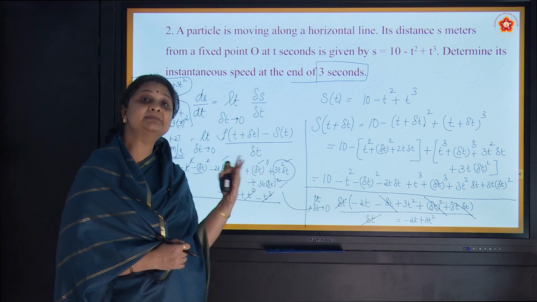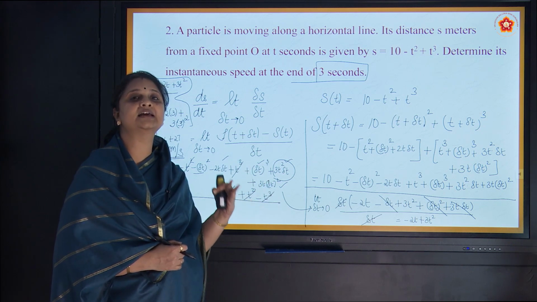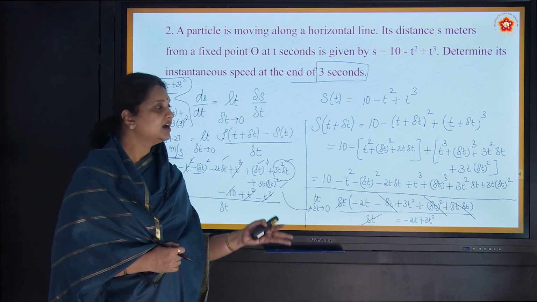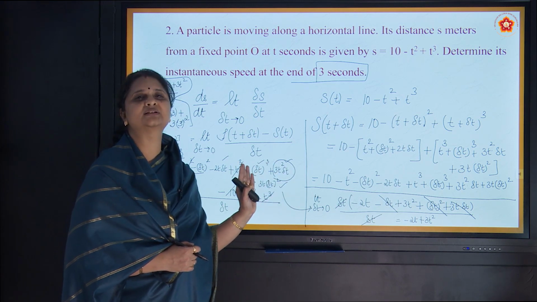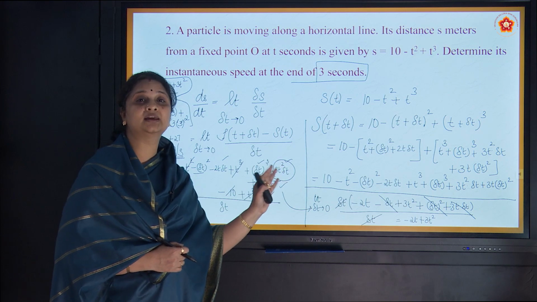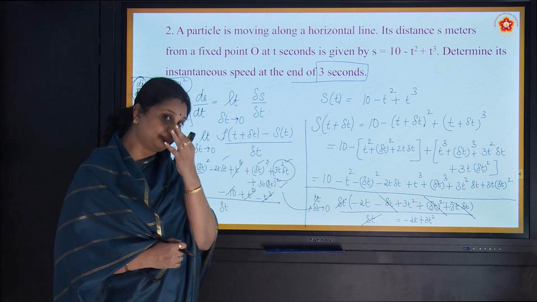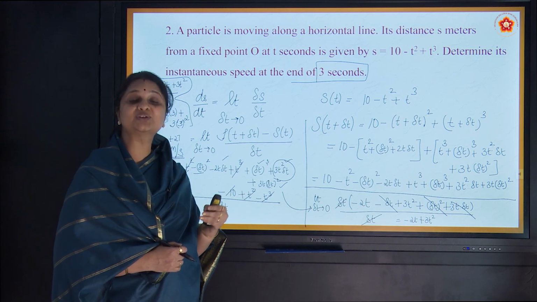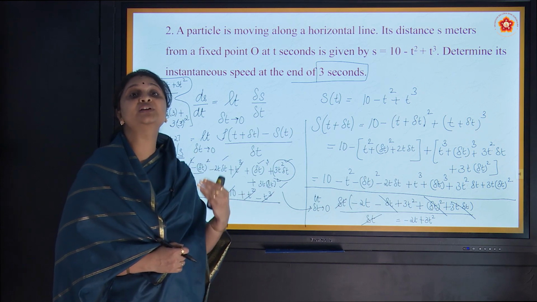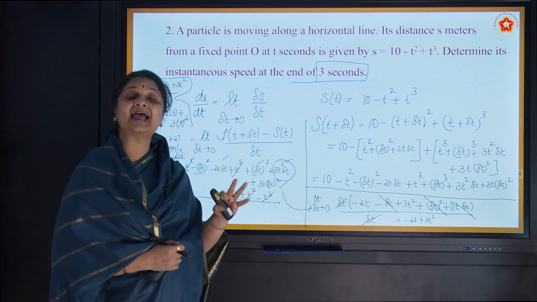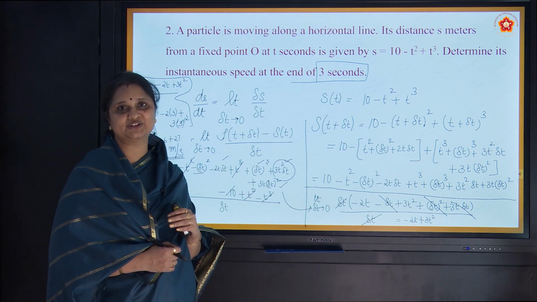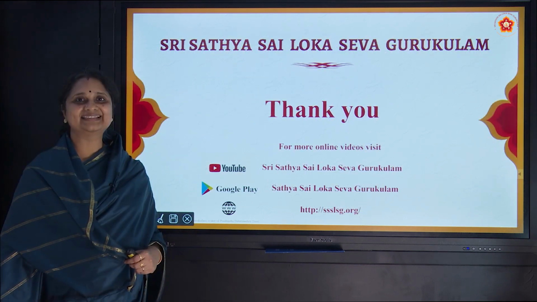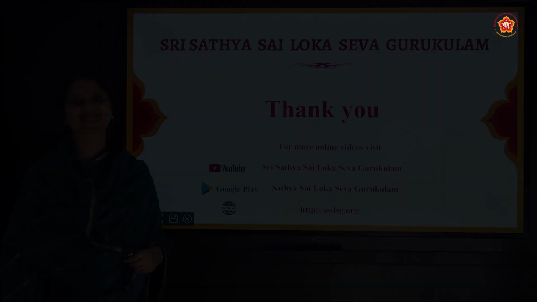If we have simpler, generalized formulas, it will be much easier to differentiate. Otherwise, it's a very long procedure, finding the change in everything and then tending delta t to 0, factorizing it, applying the limits. It's a little complicated, right? So in our upcoming videos, we are going to see how quickly and easily we can differentiate. Trust me, it's not going to be this long. Thank you. Sai Ram.